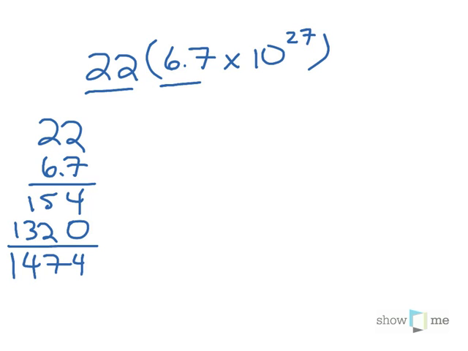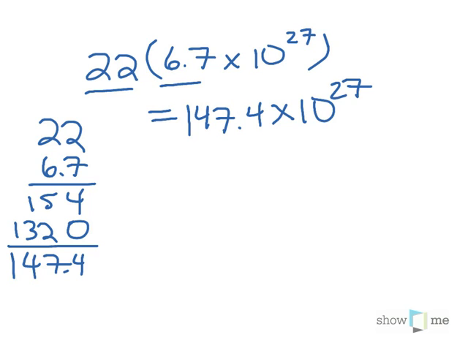In the original set of factors, there was one digit to the right of the decimal point, so in our product there is one digit to the right of the decimal point. We can now rewrite this number as 147.4, and of course we never did do anything with 10 to the 27th, so it's still there. If this number is in scientific notation, you're done. Unfortunately, it's not in scientific notation. The value we have for A is too big. It's supposed to be at least 1, but less than 10. It's obviously too large, so we're going to have to fix that.